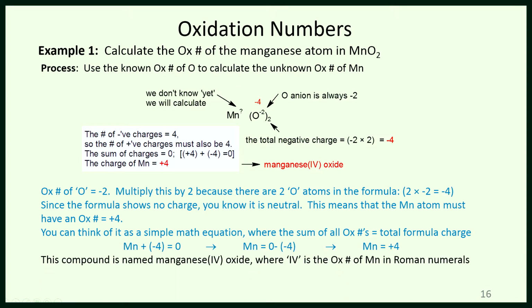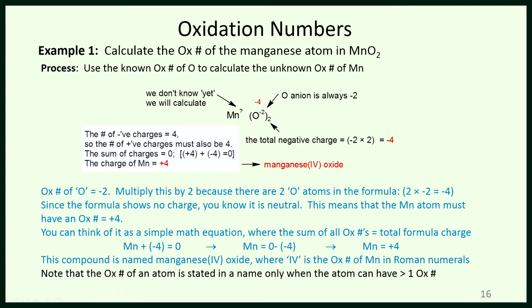And therefore, this compound is named manganese 4 oxide, where 4 is the oxidation number of manganese, and it's written in Roman numerals. Now, it turns out that manganese has actually 5 different oxidation states, and there are therefore 5 different oxides of manganese. If you were asked, pass the manganese oxide, your response would be, which one? Because there are 5 possible formulas, 5 different compounds. So, the oxidation number of an atom is stated in a name whenever the atom has more than one oxidation number. This is one case.